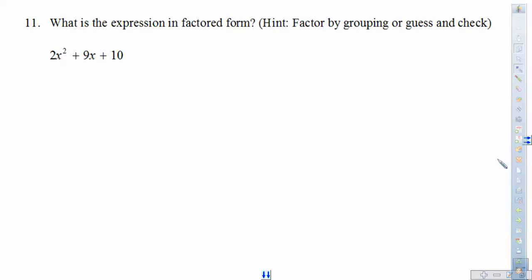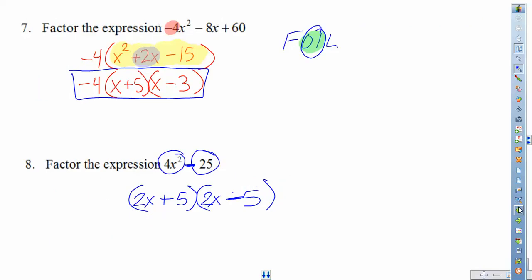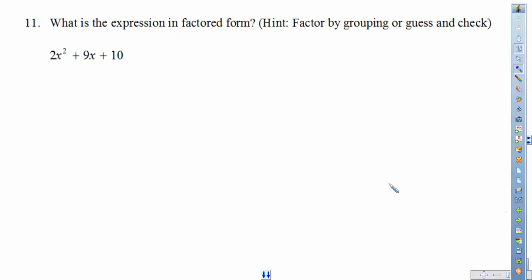Now, do you see what makes number 11 different from number 7? Number 7, a 4, an 8, a 60. We had a greatest common factor here of 4. In fact, negative 4 that we could take out of here. What makes 11 different? We have a 2, a 9, and a 10. Okay? So, Mr. Cook is going to show you each one of these, and I'll put them in different colors here.